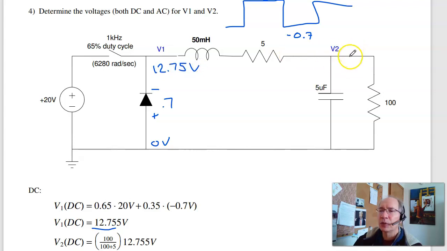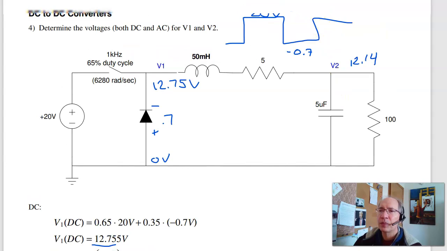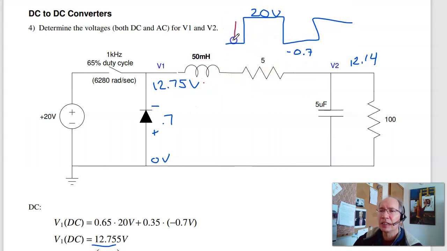Then the DC voltage at V2 is just voltage division. 100 over 100 plus 5 times 12.75. This should be 12.14 volts DC. Now for AC, let's do the AC in pink. Roughly the AC voltage is that distance. This is 20.7 volts peak to peak. And the units are important. There's peak, peak to peak, and RMS. We're using peak to peak units. So this is 20.7 volts peak to peak.